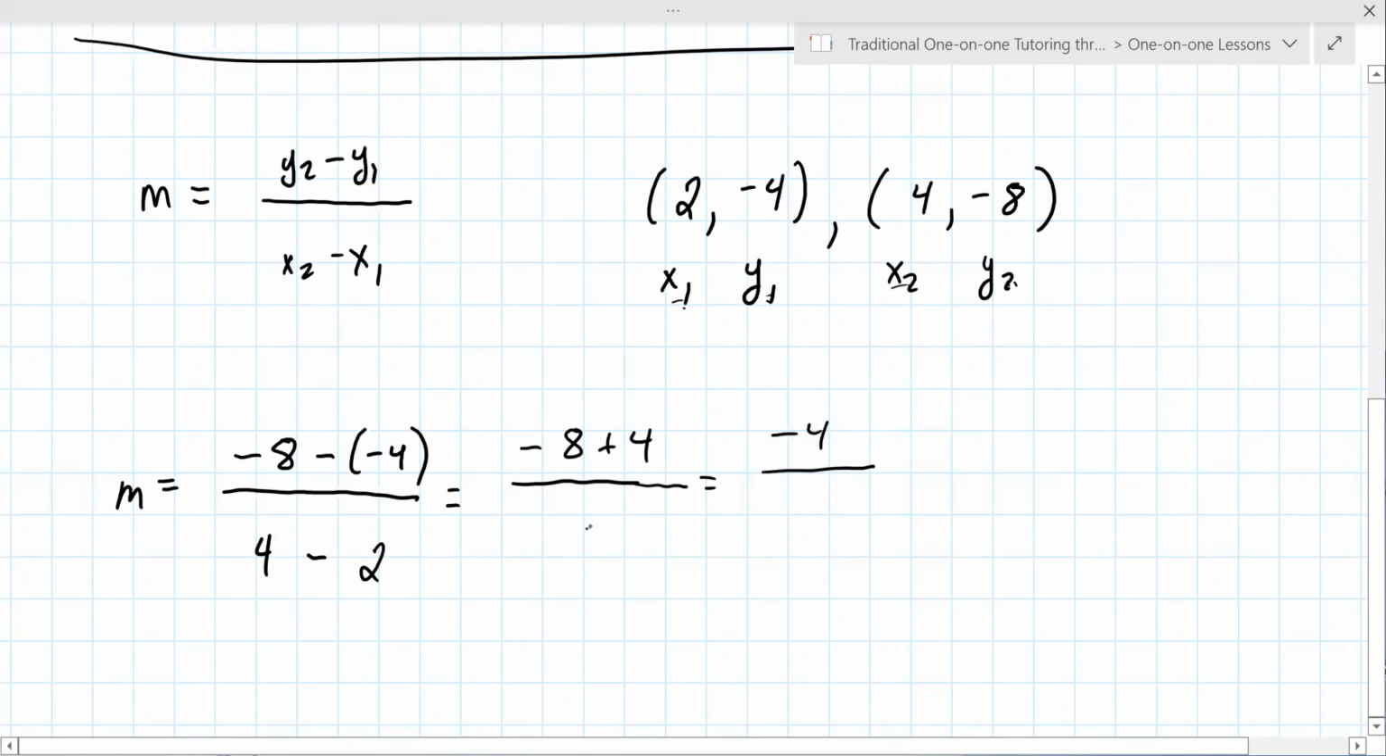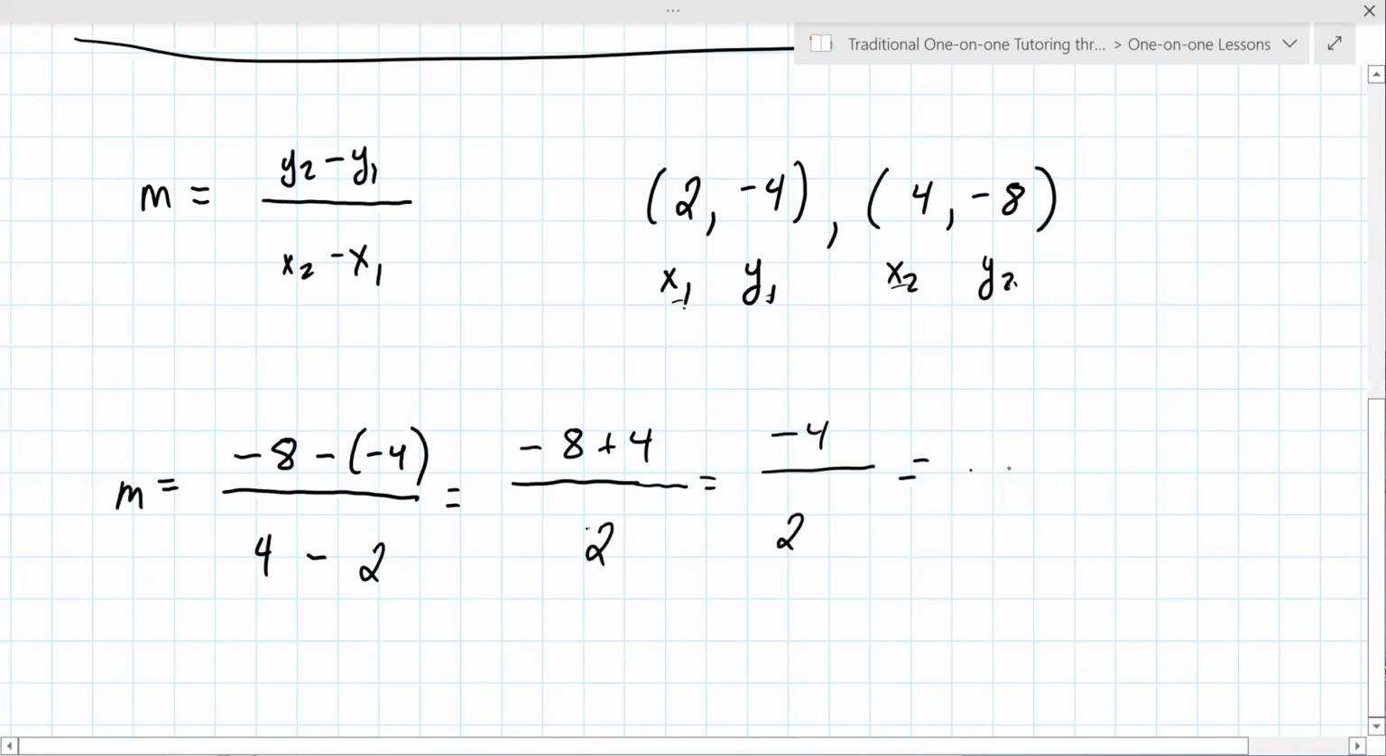Can you tell me the value of 4 minus 2? It's not -4, it's 4 minus positive 2, which is 2. Okay, good.